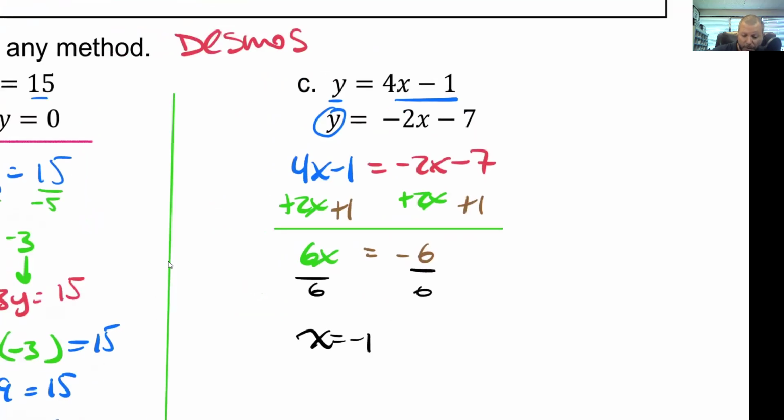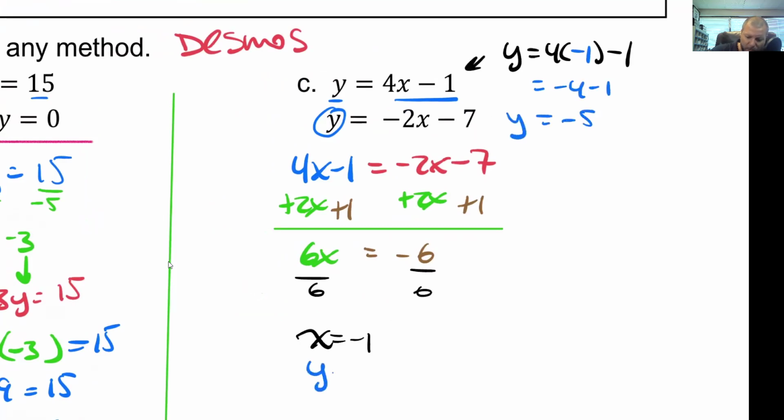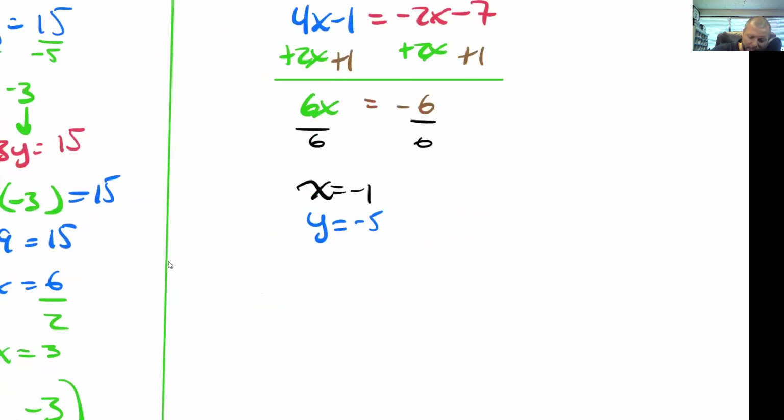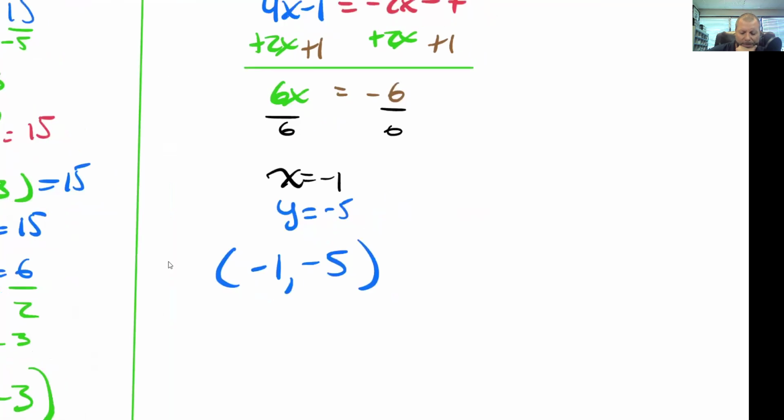Doesn't matter which equation we plug it into. I'll plug it into maybe this top one. y equals 4 times -1 minus 1. So 4 times -1 is -4, minus another 1 is -5. So that's going to be our point. These two lines intersect each other at -1, -5. That's the only time these two intersect each other.